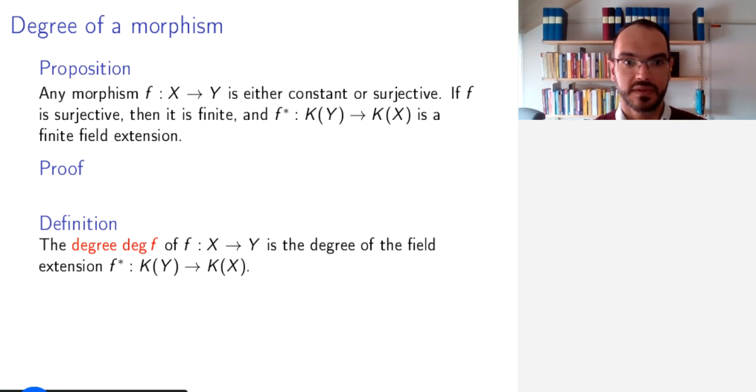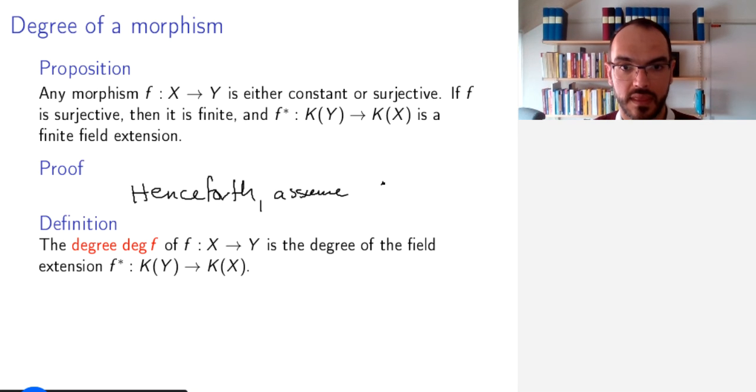And so if F is surjective or non-constant, then we can define the degree of F to be the degree of the field extension that F defines. So henceforth we assume that F is not constant, and then the degree is well defined.